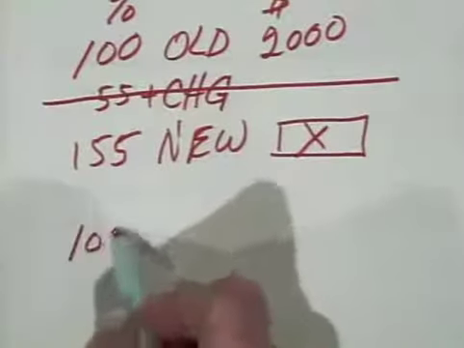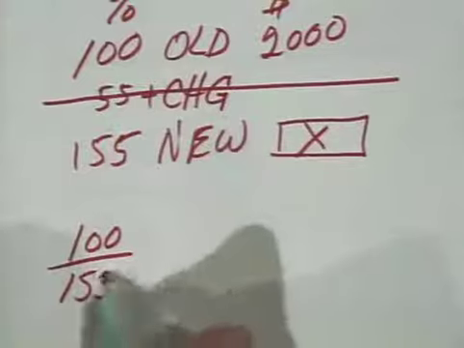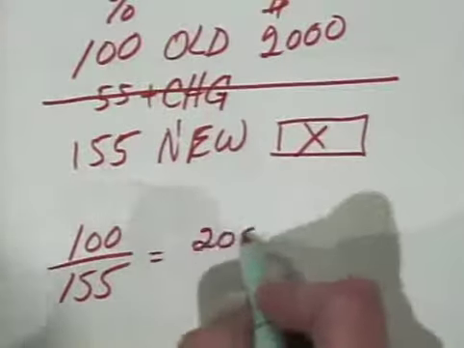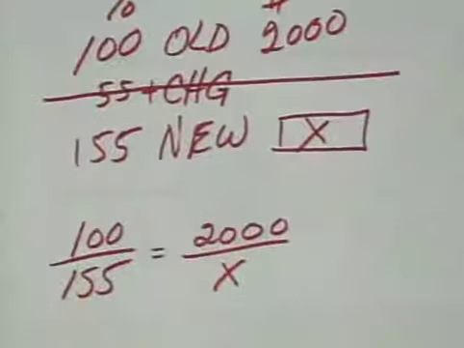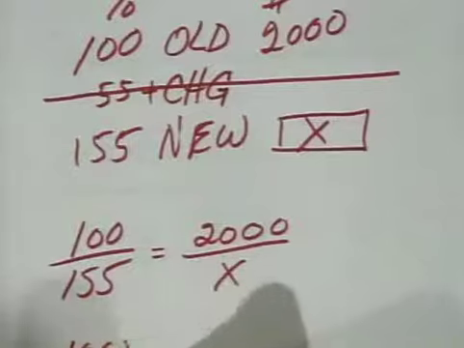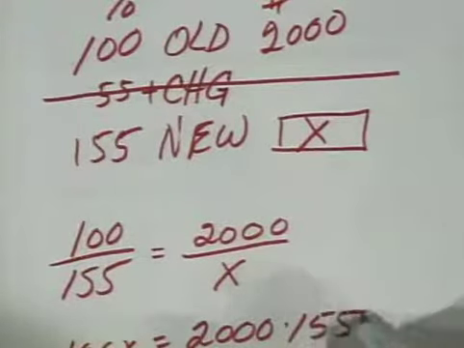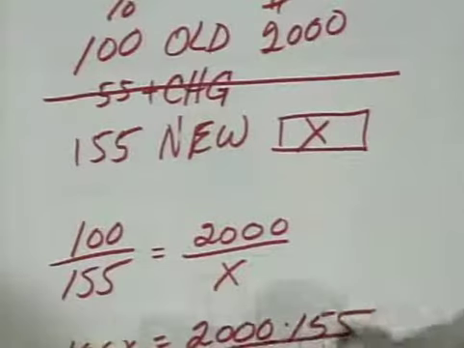I'm going to write 100, for every $100 of value. The new value is 155. That's the meaning of 100% became 155%. 2,000. Is that all right? Cross multiply. Then I'm going to divide by the 100.